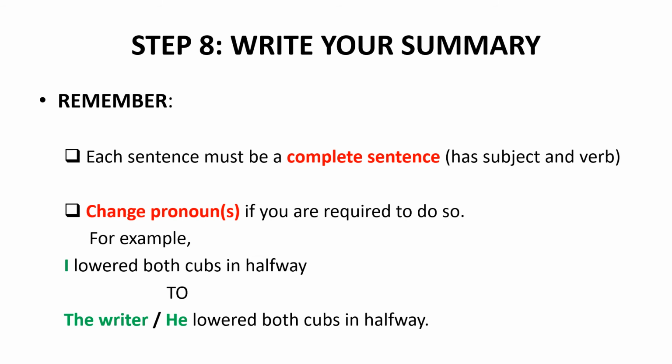However, in the summary, normally or sometimes the questions will change and ask what did the writer do. So instead of I, you need to change it to the writer or he, depending on which gender the writer is. If the writer is a man, then he. If the writer is not a man, then it's she. If it's not mentioned whether the writer is a man or a woman, then you can use whichever gender you prefer.